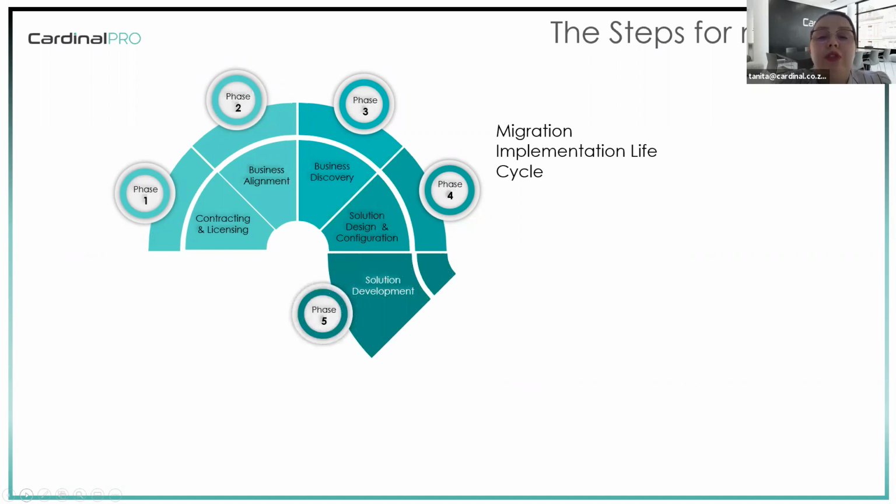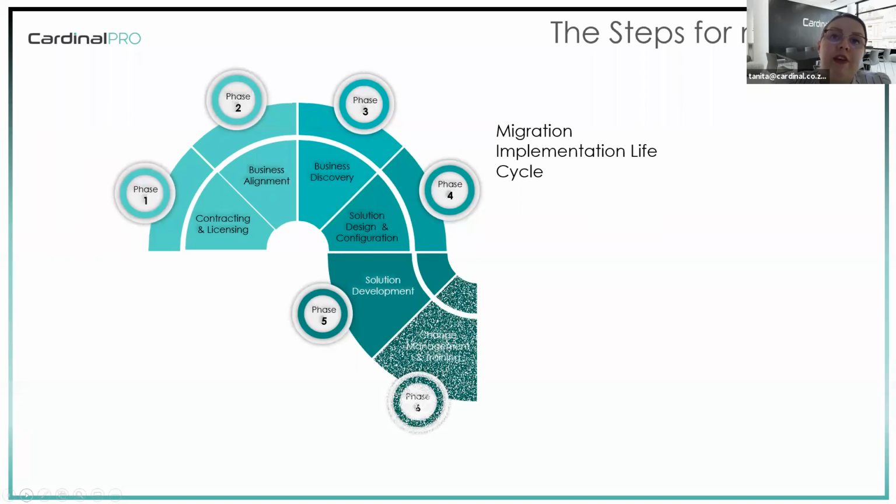Phase 5 talks to solution development. So if there is any bespoke development requirements that we identify during phase 2 and phase 3, the solution development phase will form part of phase 5 before heading into phase 6, which is our change management and training. Change management is a critical part of the migration process. I think I've mentioned it a few times in this presentation because it's such an important pillar of a successful migration.